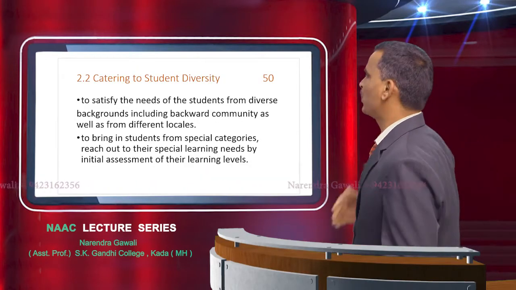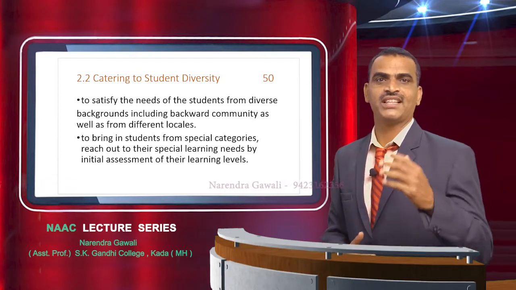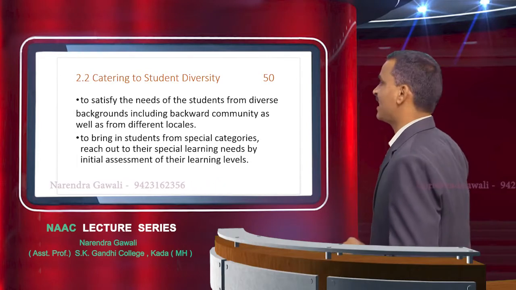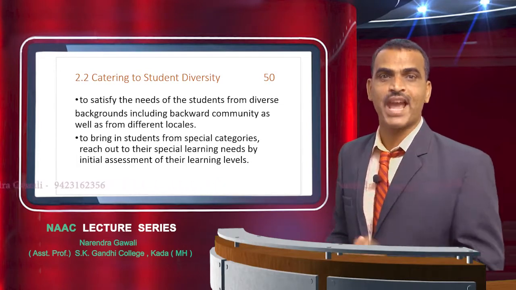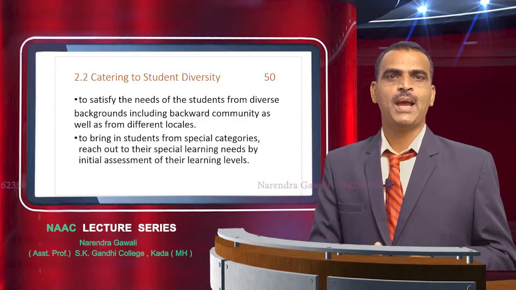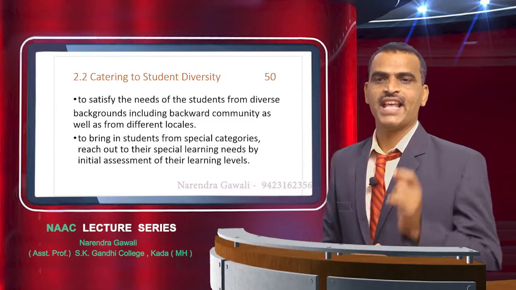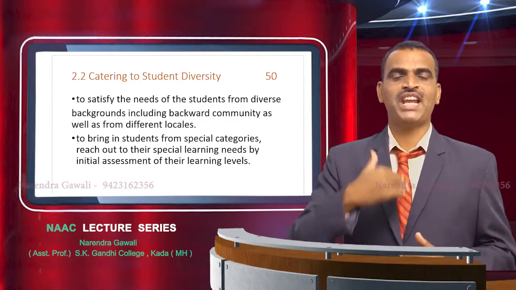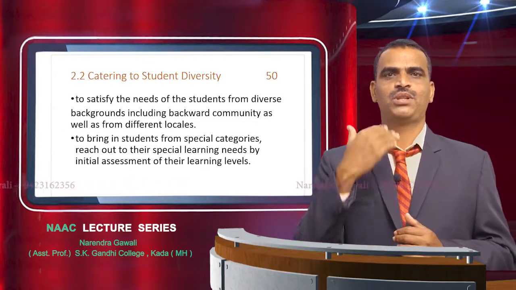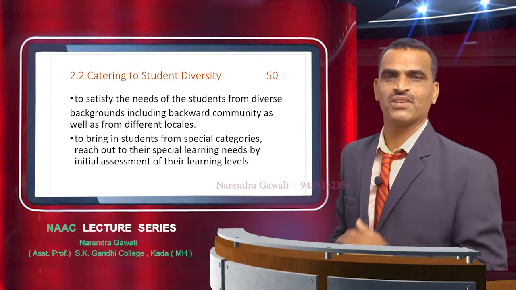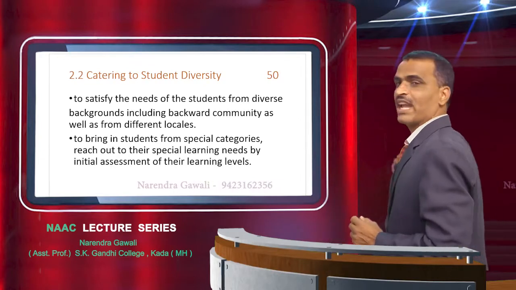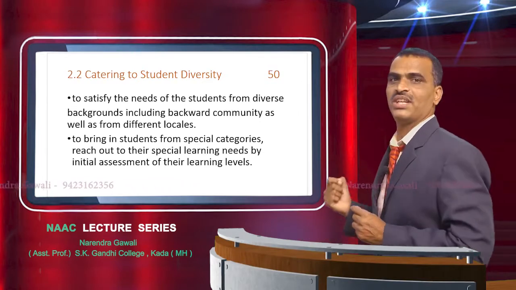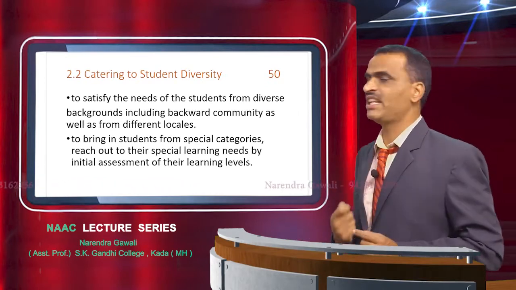Then we have 2.2, catering to student diversity. As I just mentioned, it has 50% weightage. How can we satisfy the needs of students from diverse background, including backward community, as well as from different locals? How can we reach toward the diverse area, to the last masses of people? How can we bring them to special categories? How can we reach these people with special learning needs?